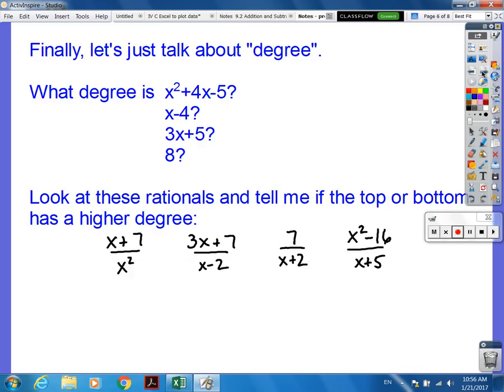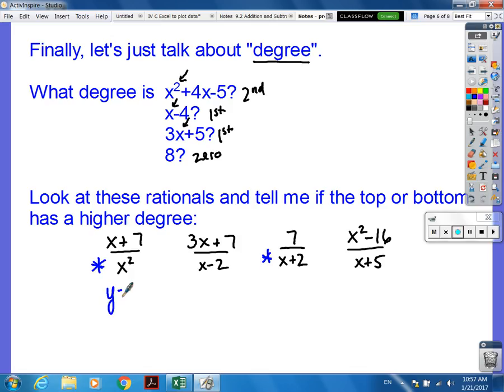And the last part is really kind of bizarre. You need to remind yourself what degree is. The degree goes to the highest exponent. So this is a second degree polynomial. This and this are first degree. This is a 0 degree polynomial. And when you look at these rationals below, we're looking to see if the top or the bottom has a higher degree. If the bottom has a higher degree, you'll see that in these two examples.